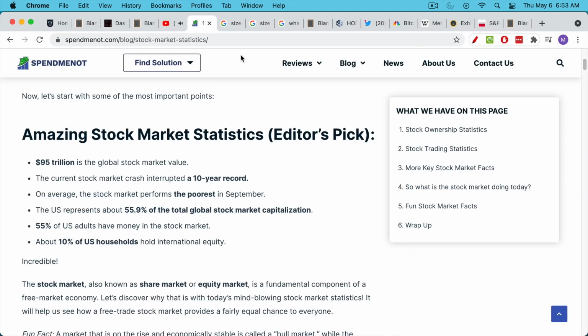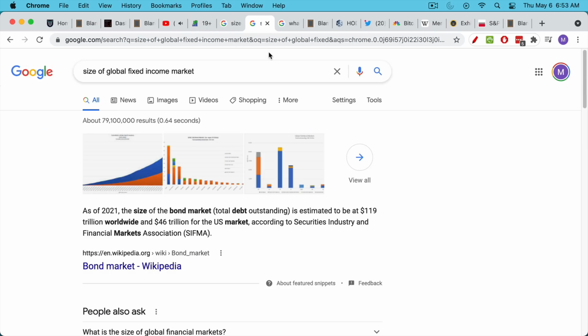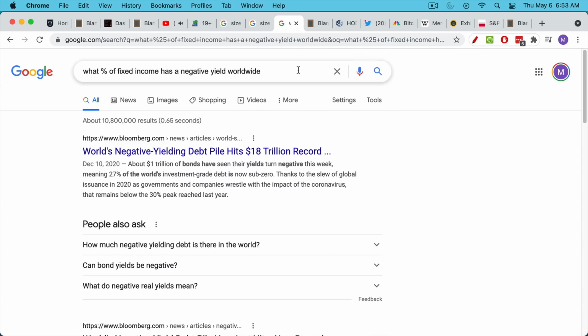I'll show you where I got my statistics here. 95 trillion global stock market, 210 trillion real estate market, 119 trillion bond market, and then 18 trillion negative yielding.